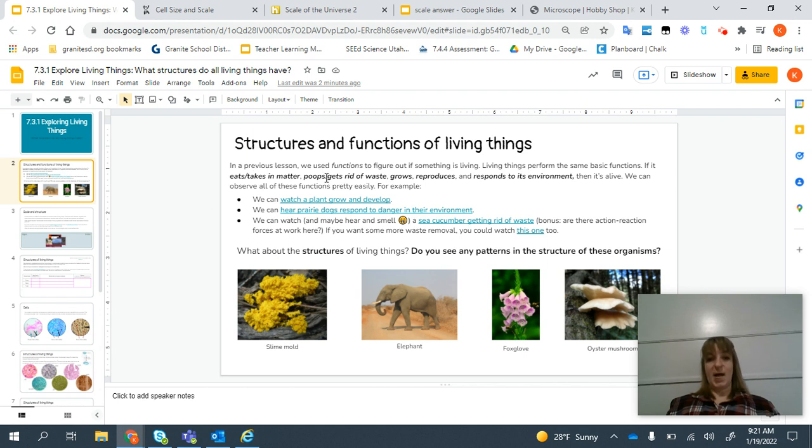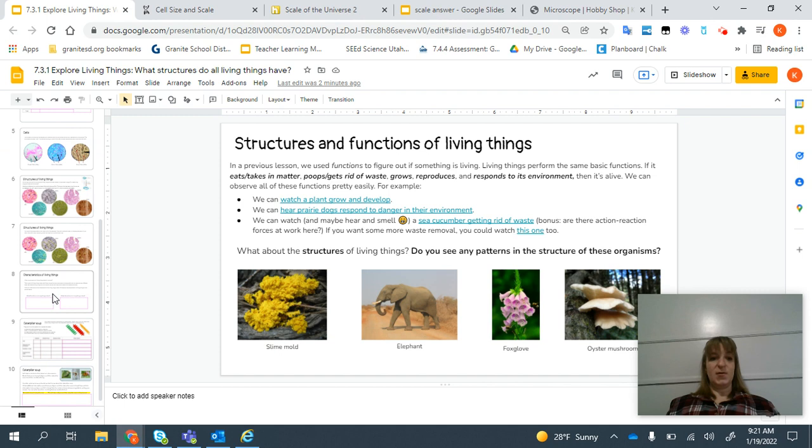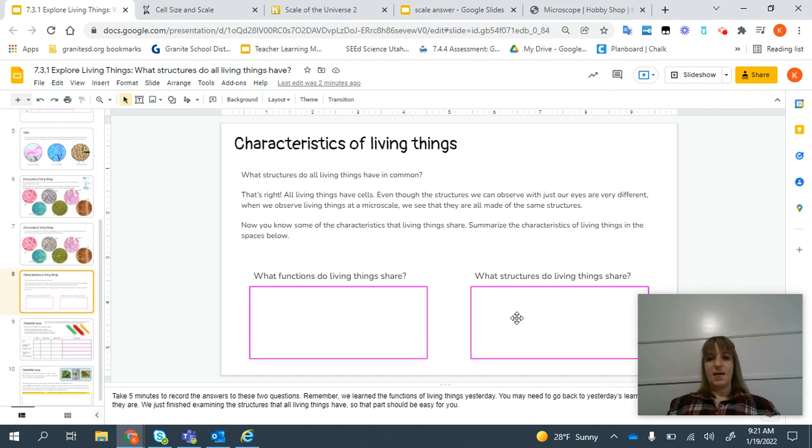If you remember, they're bolded. So you could use those in your summary here. And then also, we just finished talking about what structures all living things share. So this should be really, really easy for you to fill out. So like I said, take only 5 minutes to finish this slide and then move on to the next slide.